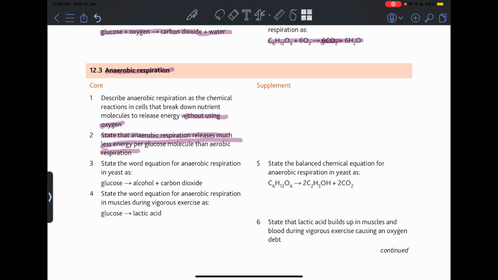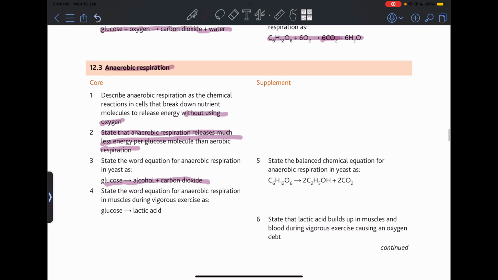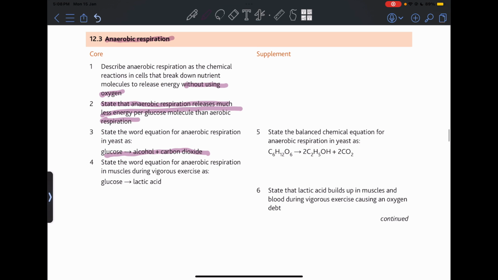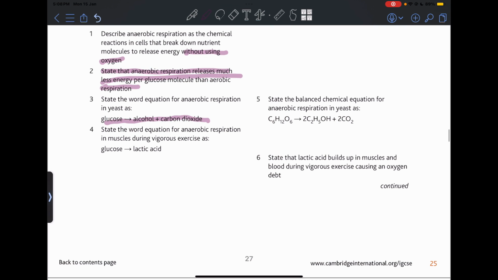Now, number 3 says, state the word equation for anaerobic respiration in yeast: glucose produces alcohol and carbon dioxide. So anaerobic respiration of this type occurs in yeast only, and some bacteria. It will take the glucose and produce alcohol and carbon dioxide. So this is the fermentation process. If you take chemistry, you are already familiar with this.